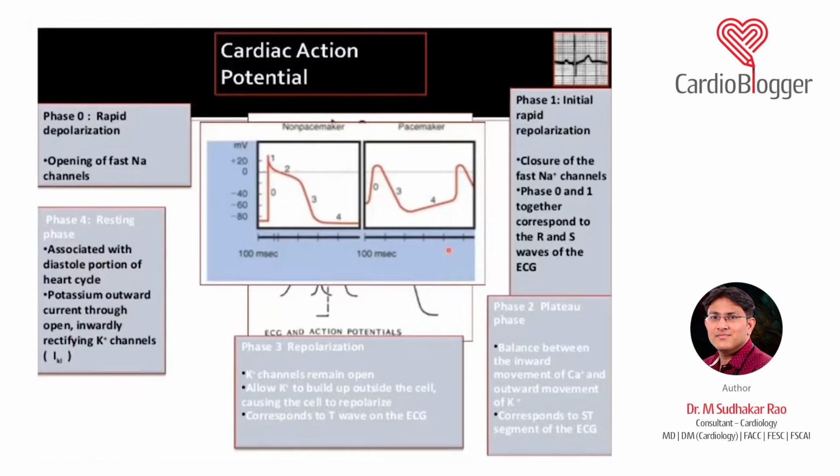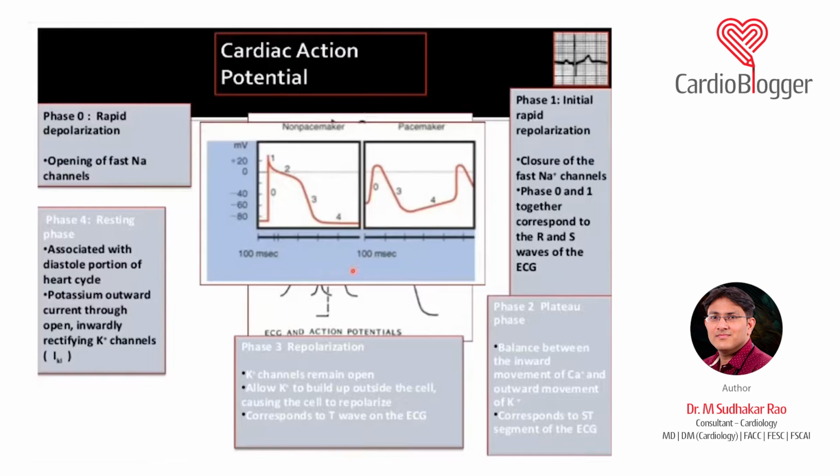That is why most things which act on potassium, whether a potassium-blocking agent or class 1A or class 3 anti-arrhythmic agents, prolong the duration of the action potential, and that is where the importance lies. So it corresponds to the ST segment of the ECG. Phase 3 is the repolarization. It is due to the potassium channel remaining open while the calcium channels are closed, and it corresponds to the T wave of the ECG.